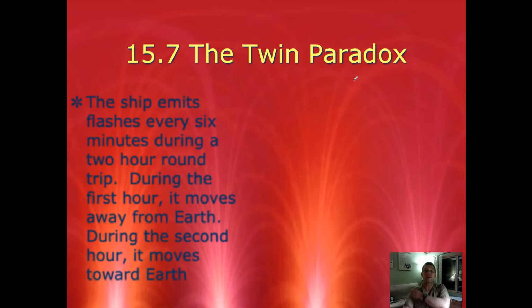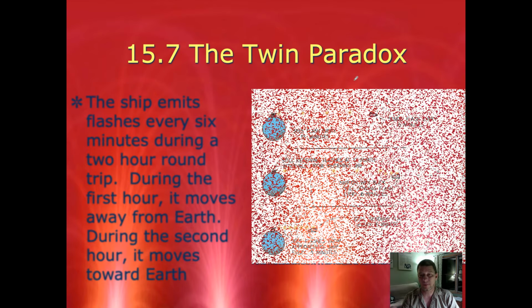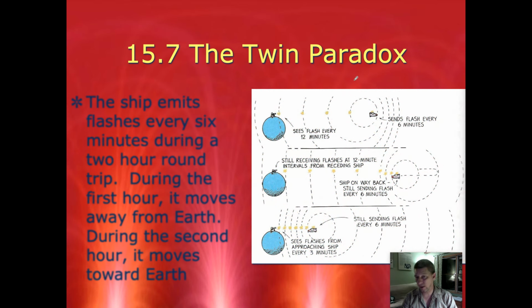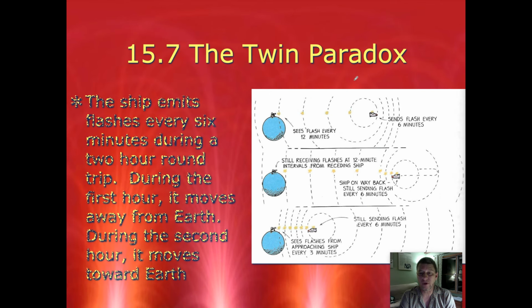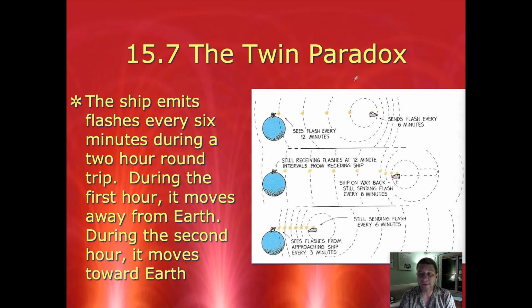Well, in this example, let's imagine that the spaceship moves away from the Earth for an hour and then moves back toward the Earth for an hour. So what happens here is that as the spaceship moves away for the first hour and sends a flash every 6 minutes, the observer on Earth will see the flash every 12 minutes. Now, the ship turns around and is heading back toward the Earth, but still sending flashes every 6 minutes.